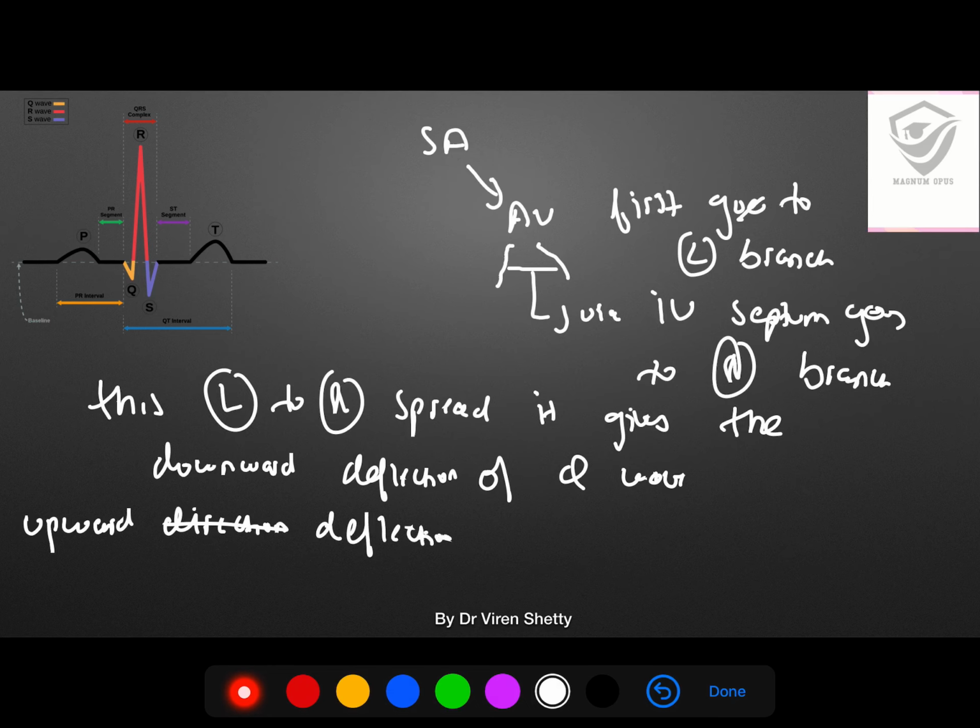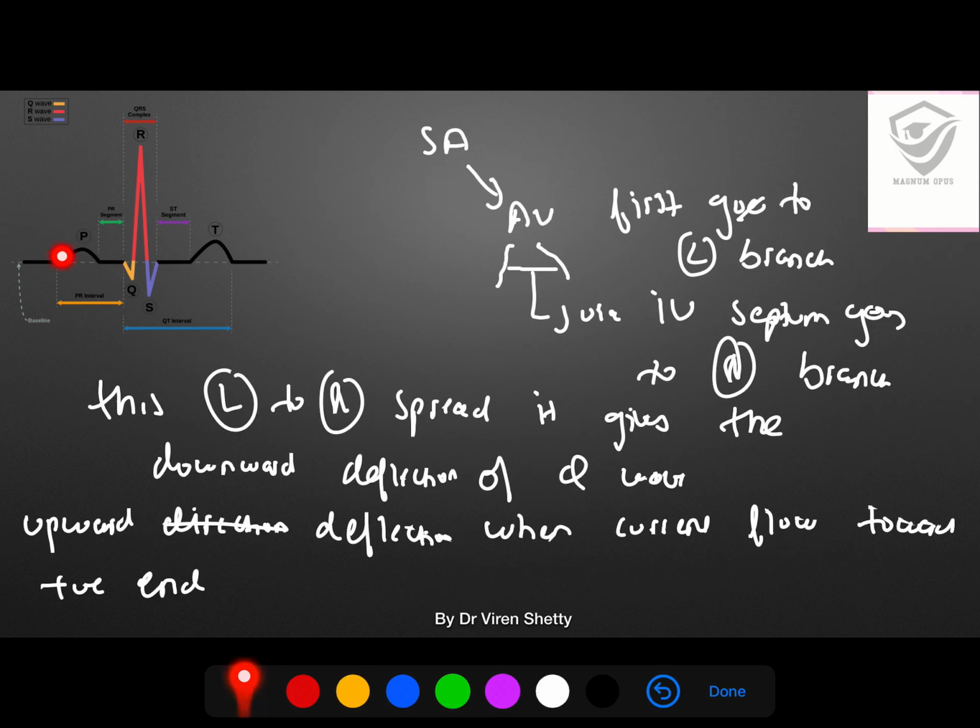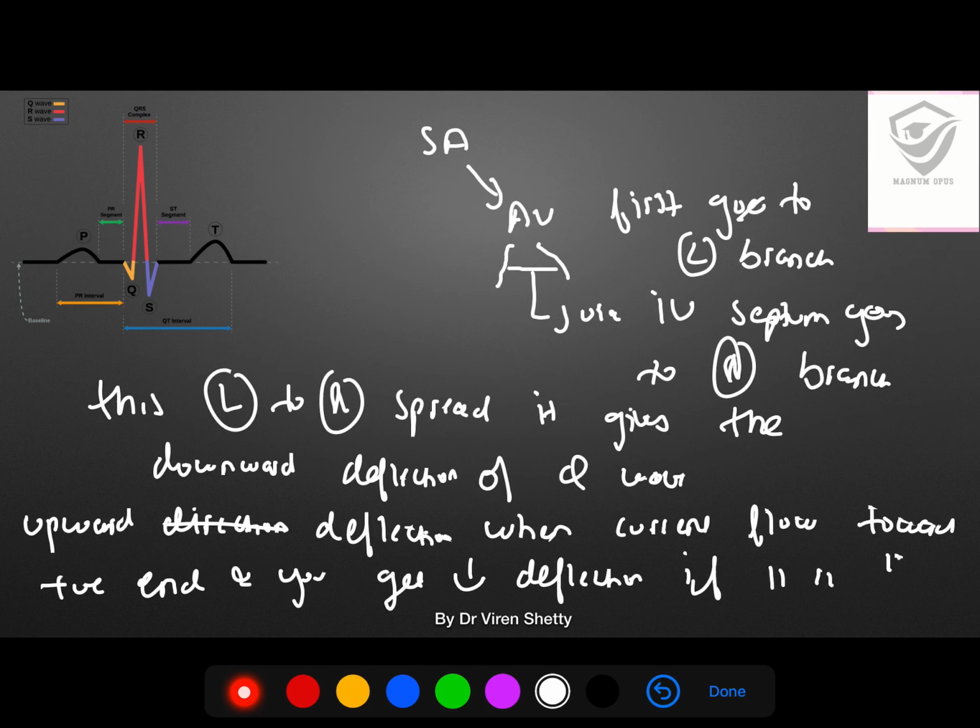What is upward deflection now? The P wave is an upward deflection, and the Q wave is a downward deflection. You get an upward deflection when the current flows toward the positive end. So when current is flowing towards the positive end, you get an upward deflection, and you get a downward deflection if current flows toward the negative end.